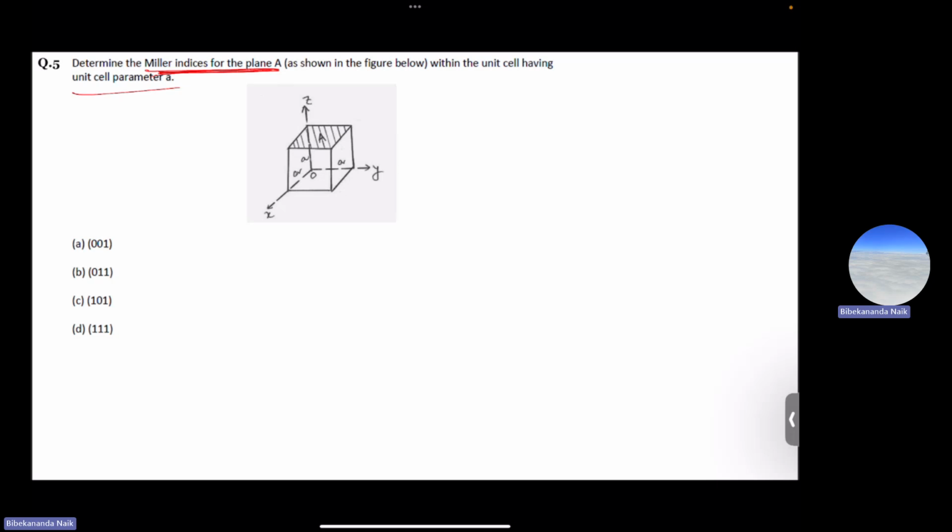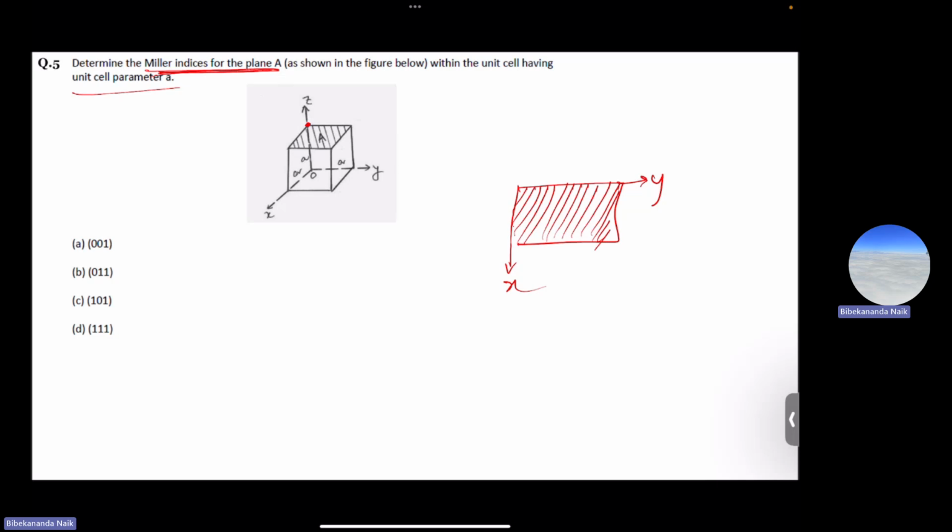If you see, this plane cuts the z axis at A and it is parallel to the x axis and y axis because this plane lies in the xy plane. So the dashed plane lies in the xy plane. This is the x direction and this is the y direction in this figure. So this plane lies in the xy plane.